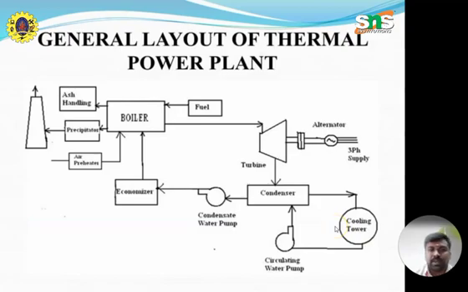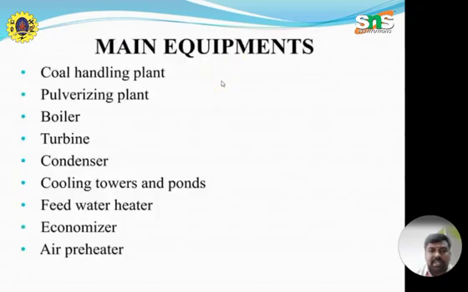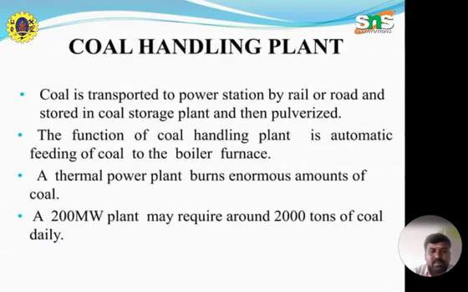So this is the general layout of the thermal power plant. It consists of the ash handling system, ash transportation system, boiler, chimney, air preheater, economizer, condensate water pump, turbine, condenser, alternator, circulating water pump, and the cooling towers. The main equipments of thermal steam power plants are coal handling plant, pulverizing plant, boiler, turbine, condenser, cooling towers and ponds, feed water heater, economizer, and air preheater.